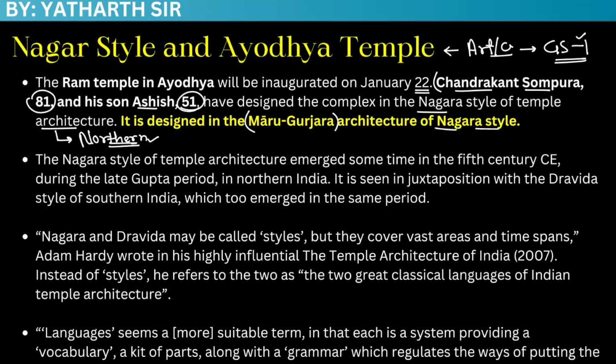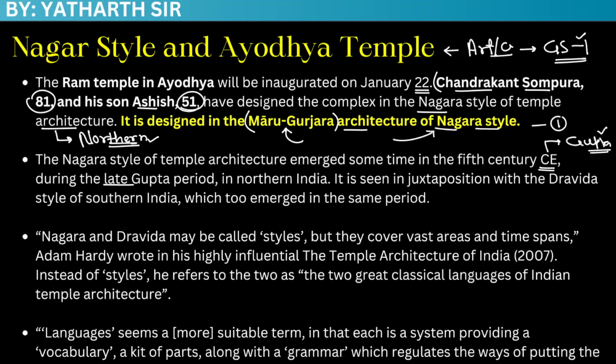So this can be a question: Maru Gurjar style is a famous sub-style of which type of architecture style? The answer will be Nagar style. So this can be our first question from here. The Nagar style of temple architecture emerged sometime in the 5th century CE, that means around the Gupta period or the late Gupta period.